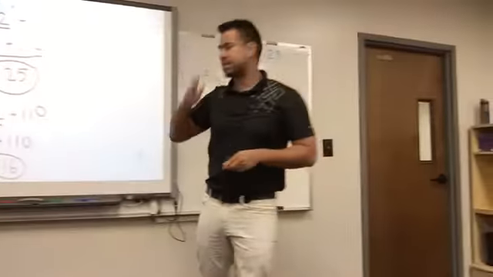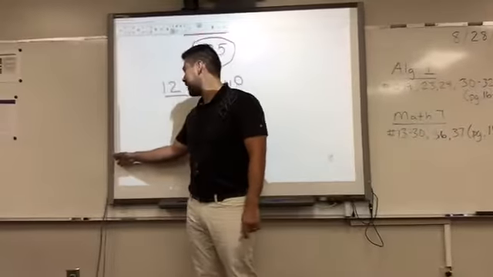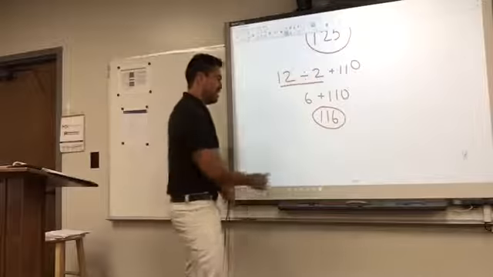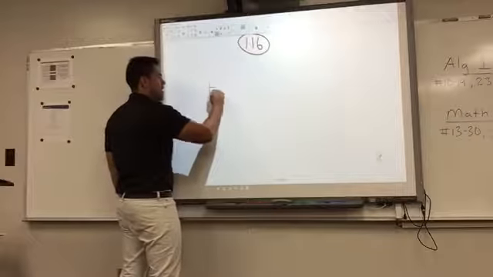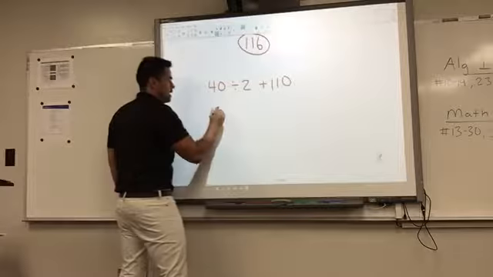Your parents, let's say, I don't know, I'm going to guess 40. Don't say if it's true or not. Don't say, oh, my parents. All right, let's go with 40. 40 divided by 2, added with 110.